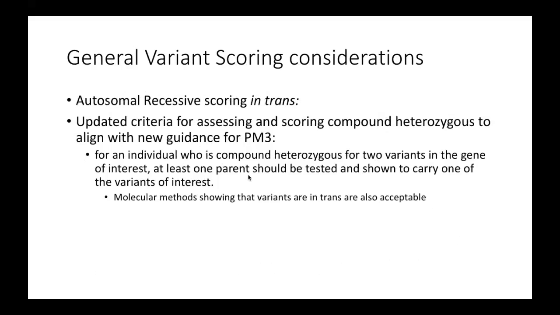Thank you. So we have updated criteria for assessing and scoring compound heterozygous autosomal recessive variants to align with the new guidance for PM3 supported by the SVI. And so for an individual who is compound heterozygous for 2 variants in the gene of interest, at least one parent should be tested and shown to carry one of the variants of interest. And so molecular methods showing the variants are in trans are also acceptable.